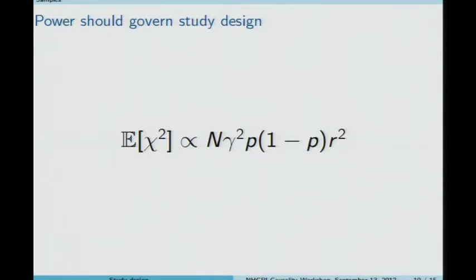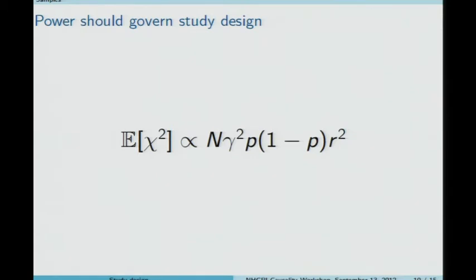This was a sort of approximation for the expectation of a typical single marker association test. So your power is proportional to only a few things, and it's worth thinking about each one of those things every time you design a study. So one is n, the total sample size you have, and that's in some cases sort of an easy thing to increase. In other cases, if the disease is very rare, it's a very difficult thing to increase.